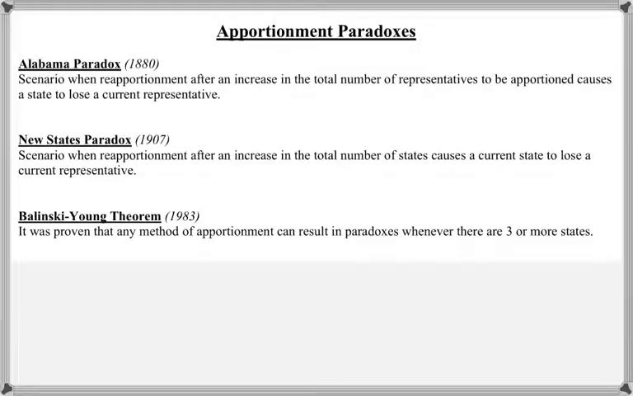The next apportionment paradox that we're going to look at is the new states paradox. And this is the scenario when reapportionment after an increase in the total number of states causes a current state to lose a current representative.